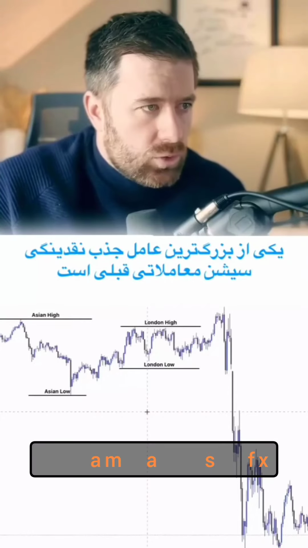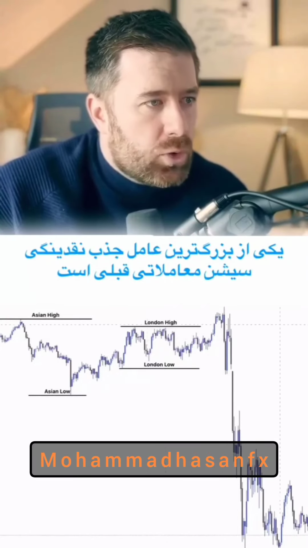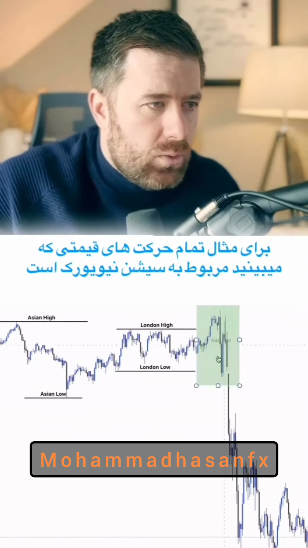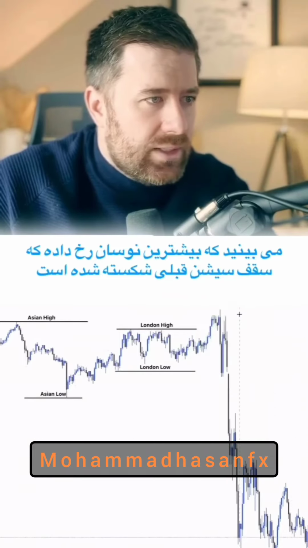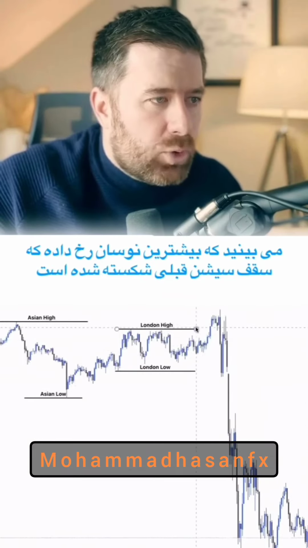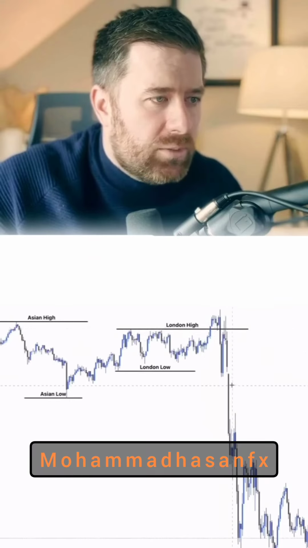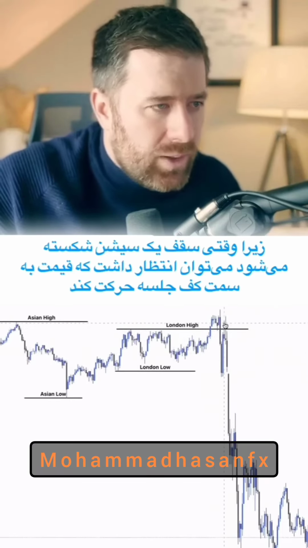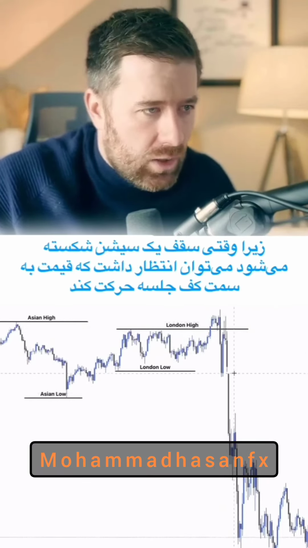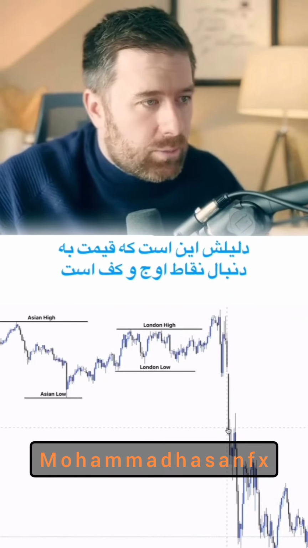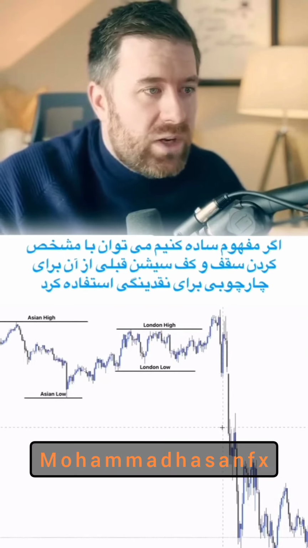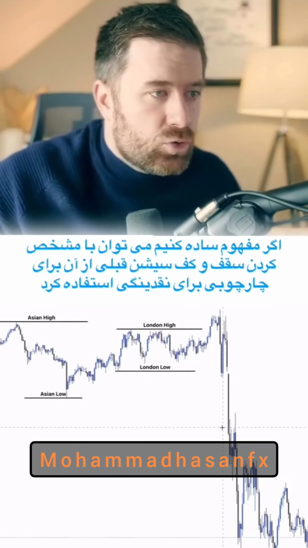The biggest draws on liquidity is going to be the previous session. For example, all of this price action right here is the New York AM session. And you can see that most volatility came in when the previous session high was swept. Because once a session high has been swept, we can then look to target the session low. Because price looks for highs and lows. So if we can simplify this by looking at the previous session highs and lows, we can use that as a framework for our draws on liquidity.